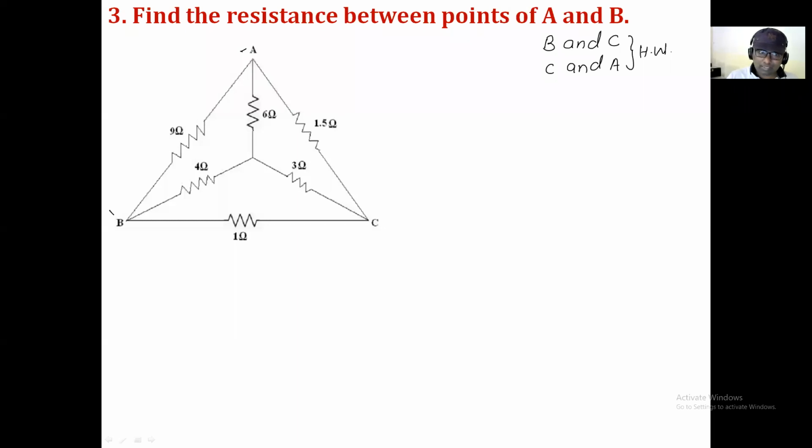You cannot simply say that this 9 is connected in between the point A and B, so that resistance is 9 ohm. No. But what about this remaining part of the circuit? That is also connected in between the same two points A and B. And that thing also we have to take into consideration while deciding the total resistance in between the point A and B. Is it right?